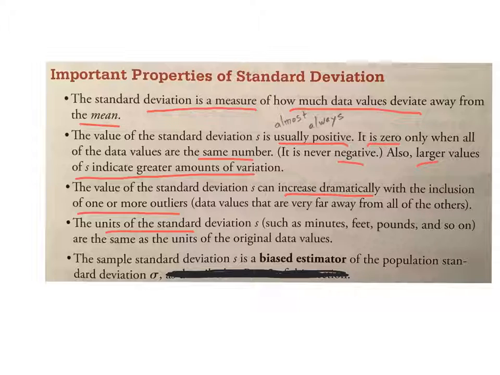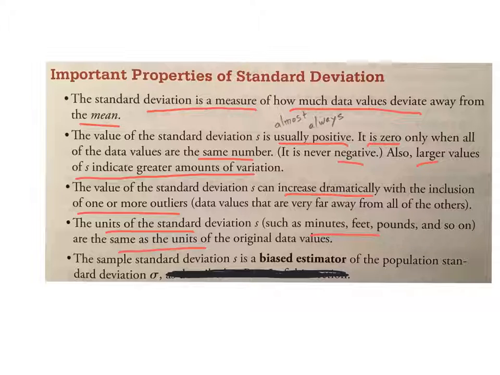The units of standard deviation, such as minutes, feet, pounds, whatever, are the same as the original data. That's what else makes it good. When you do variance, we didn't talk about this, but variance gives you the square of those units. If you're working in feet and you do the variance, you get feet squared because you're squaring everything. That's why standard deviation is so much better, because you're taking the square root of it, getting rid of the squares and just finding a true average.